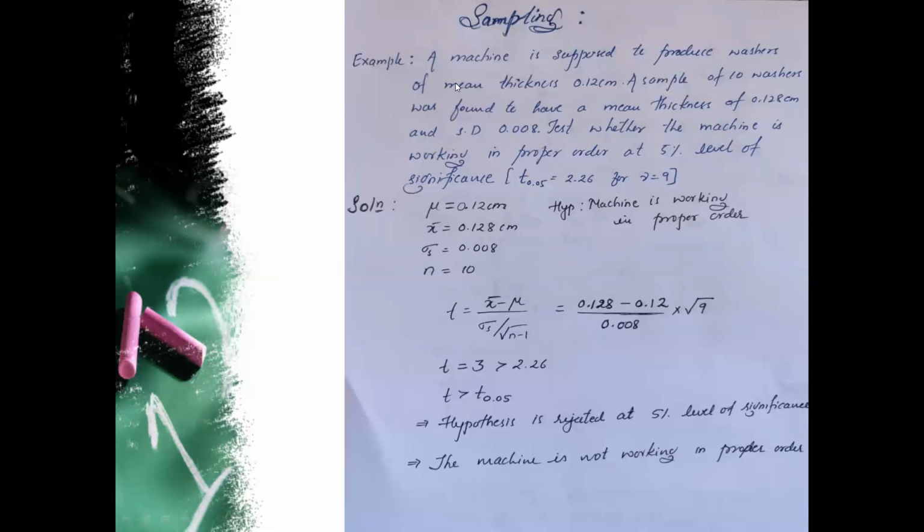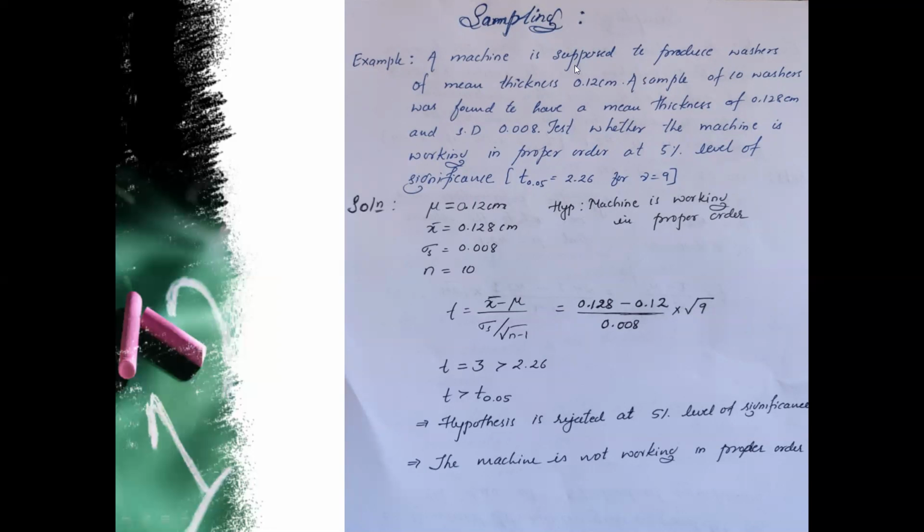Let us consider one more example, students. A machine is supposed to produce washers of mean thickness 0.12 centimeter. A sample of 10 washers was found to have a mean thickness of 0.128 centimeters and standard deviation 0.008. Test whether the machine is working in proper order at 5% level of significance. The t value is again given here.